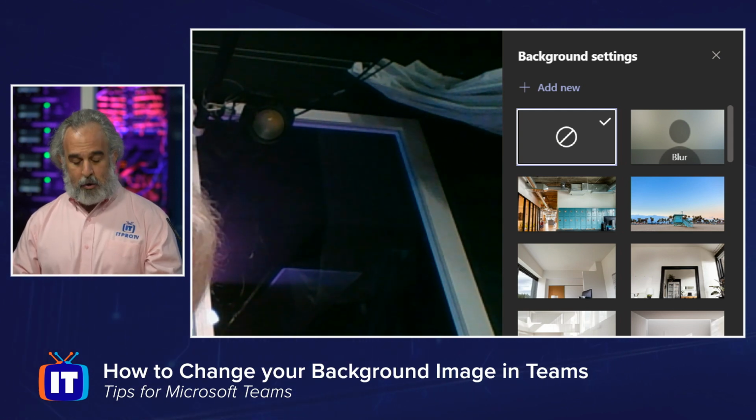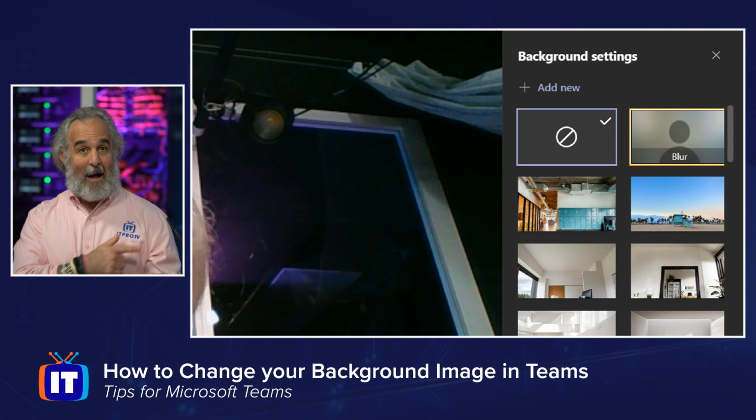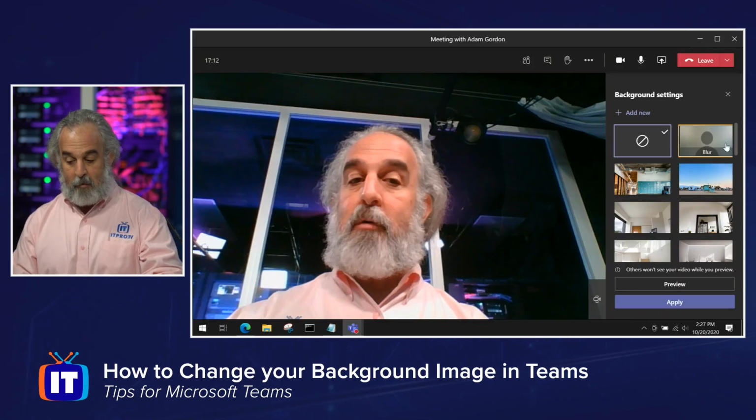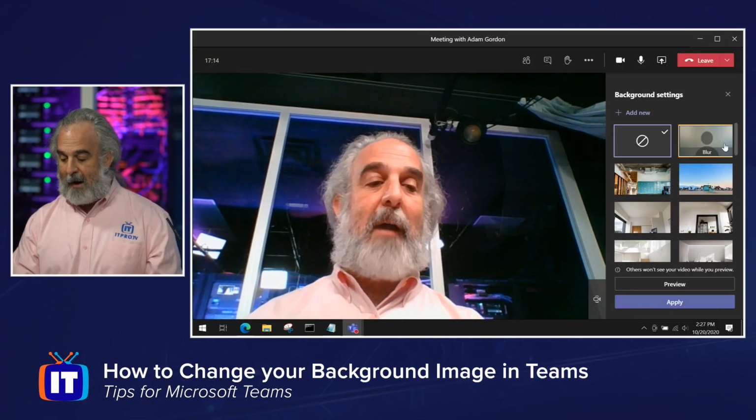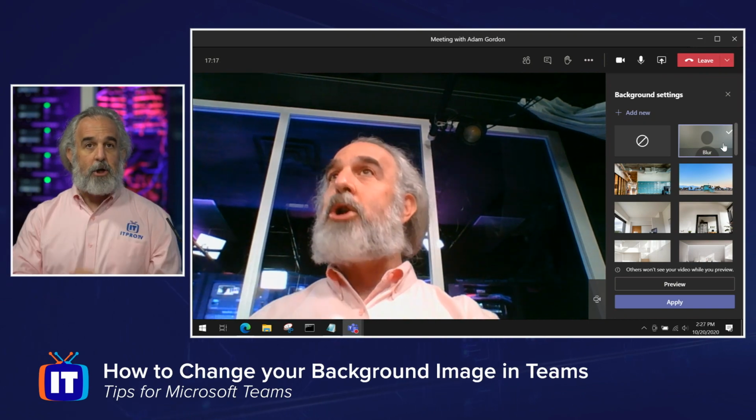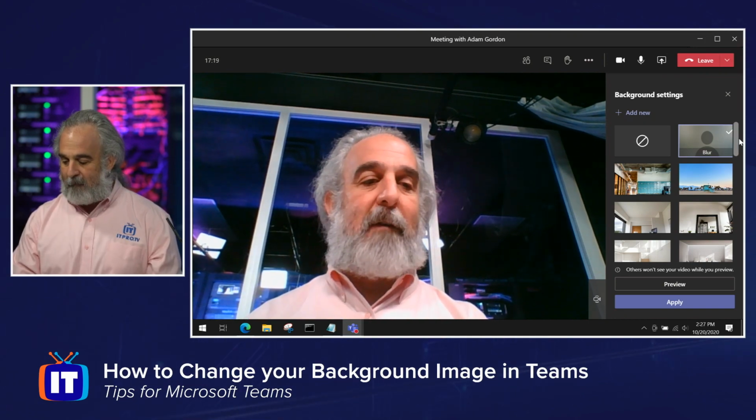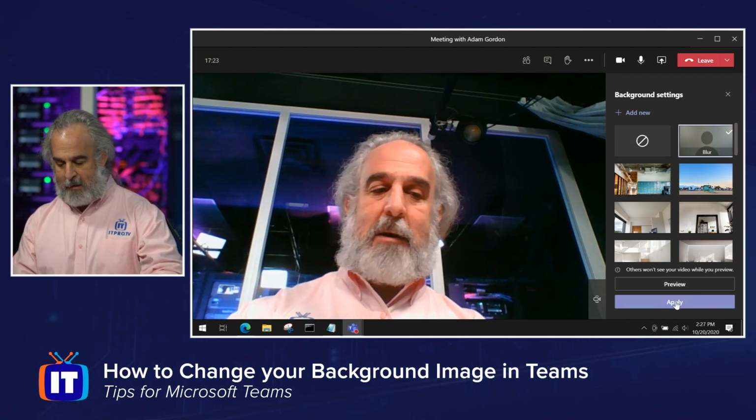Now, if I want to change what's going on, I can highlight blur. You could see I just did that by moving to the right and just simply selecting it. I'll click on it, choosing to put that into my active window, little white check right there. Click Apply down at the bottom.